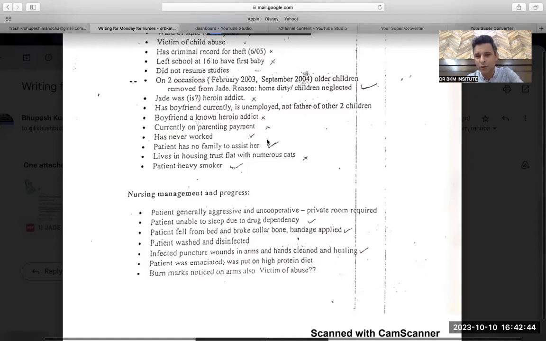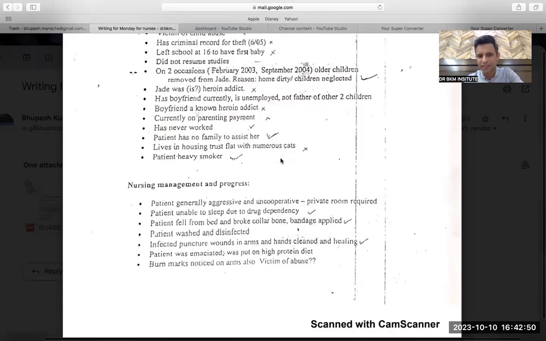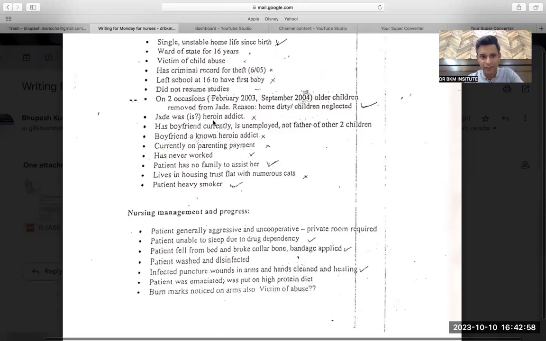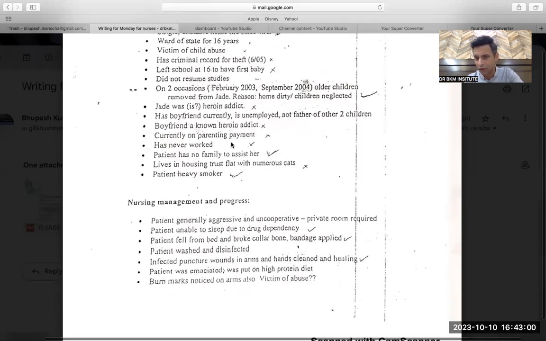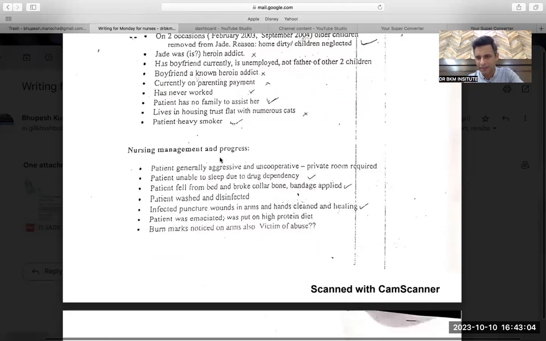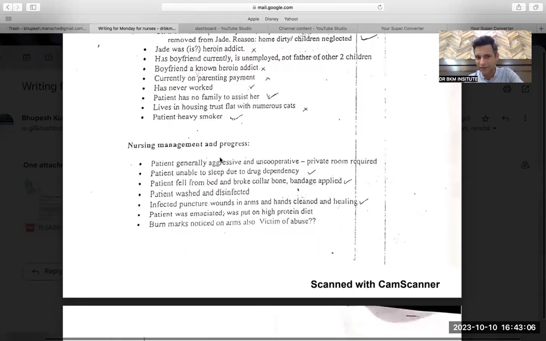But so we will include this data. Otherwise, in normal letters, if you do not know it, you will ignore it. But this letter contains these numerous cats. So that is because of the cats and dirty home that she is having toxoplasmosis. Patient is a heavy smoker and she is a heroin addict as well. She was, and current boyfriend is a heroin addict. So basically the life is not really up to the mark as compared to the normal average life.